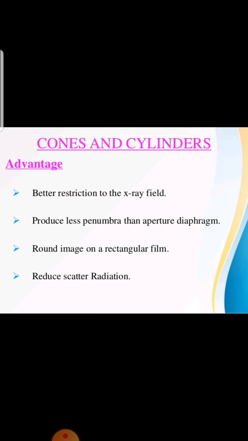The advantages associated with cones and cylinders are that they have better restriction of the X-ray field. They produce less penumbra than the aperture diaphragm, and a round image on a rectangular film, and they reduce scatter radiation better as compared to the aperture diaphragm.